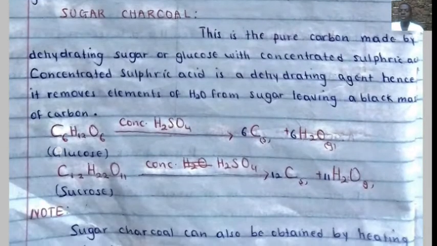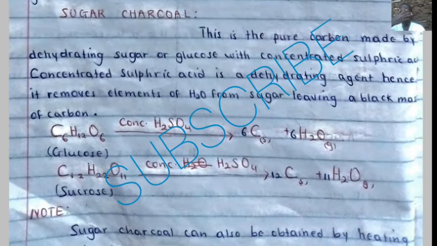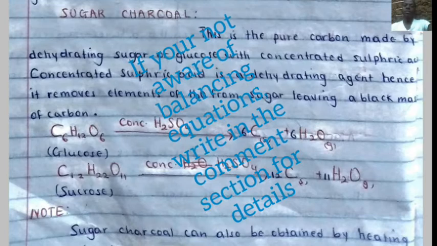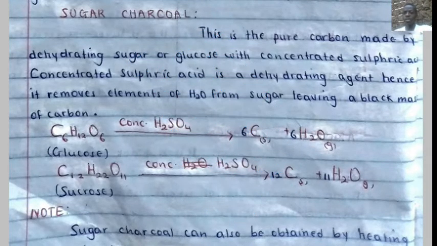So now we go on to sugar charcoal. Sugar charcoal is made by dehydrating sugar or glucose. Sugar is the one called sucrose in chemistry. Then glucose is the one from maize flour, cassava flour, all of those ones.